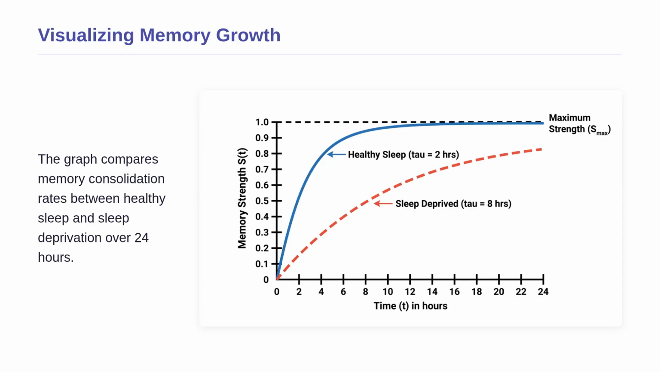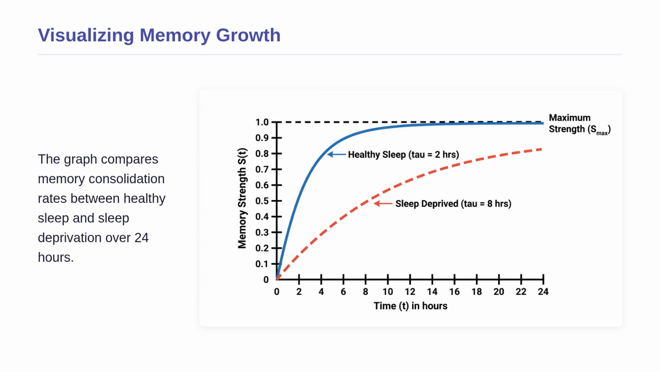Let us visualize everything we've learned by looking at this graph of memory consolidation. On the horizontal axis, we have time in hours, from 0 to 24. On the vertical axis, we have memory strength, capping at a maximum of 1.0. The horizontal dashed line at the top represents the maximum possible memory strength. Notice the solid blue curve representing healthy sleep.